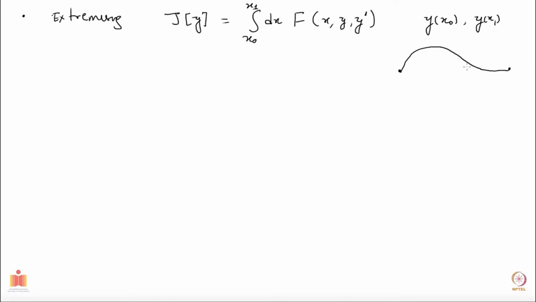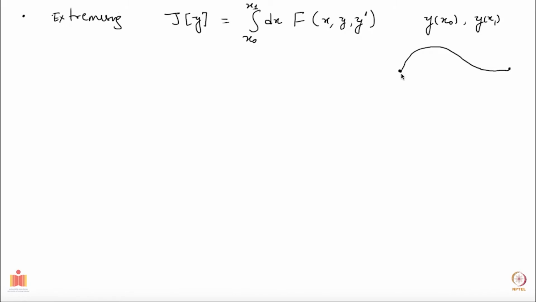Which is equivalent to, in the parallel for functions, if it was a function, not a functional, you know the answer. You just have to look at the first derivative to be vanishing. So all those points where the first derivative vanishes is going to provide you the answer, and we want to find the equivalent thing here for the functionals.